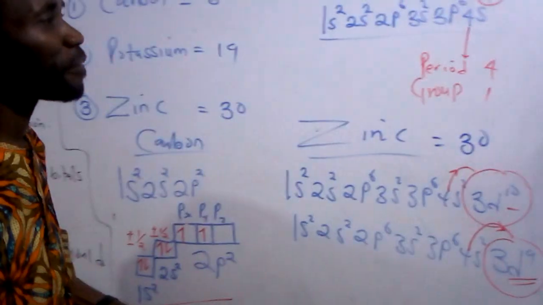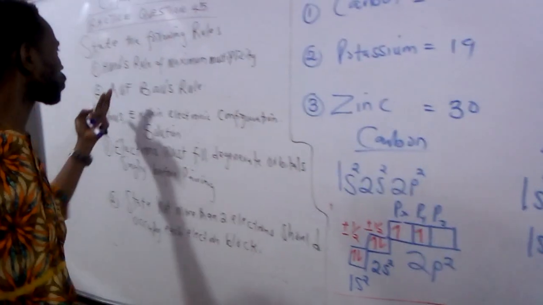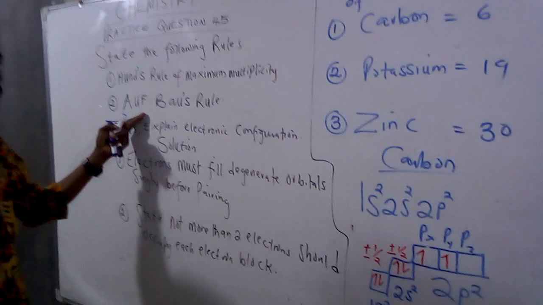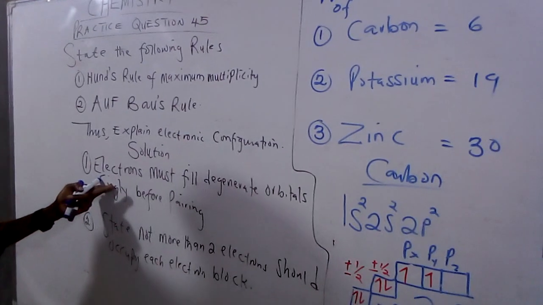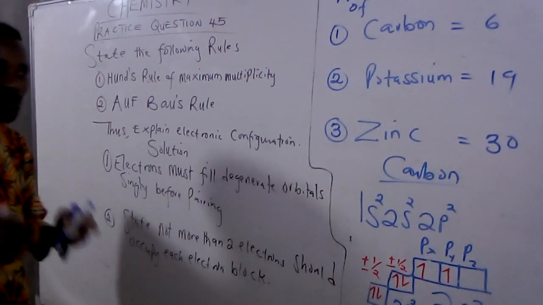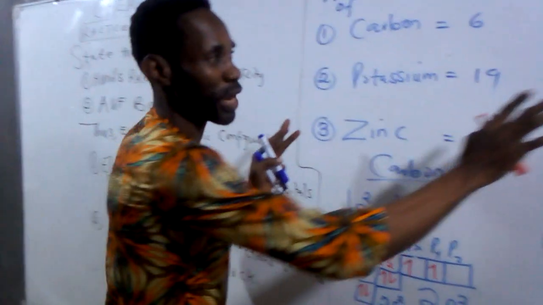With this, I believe justice has been done to the question on Hund's rule, Aufbau's rule, and electronic configuration. Remember, electronic configuration is the arrangement of electrons in an atom, and that is what we have done.